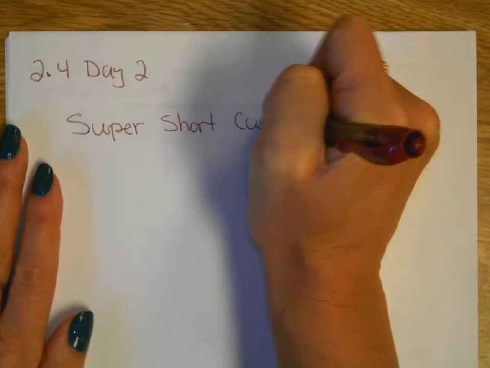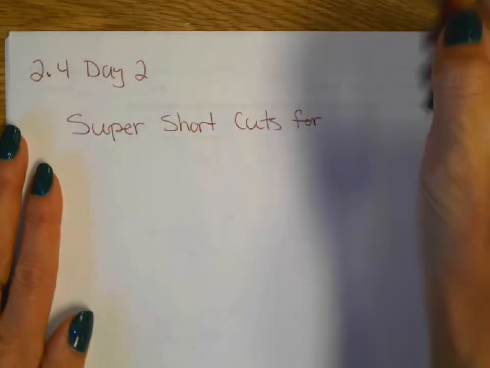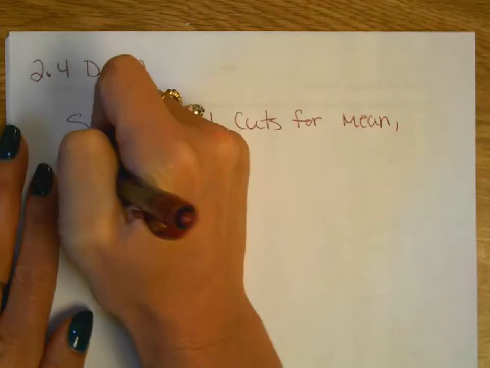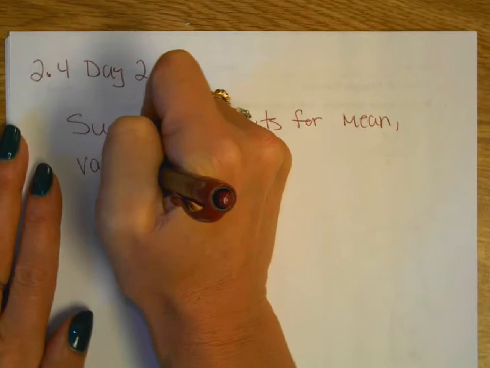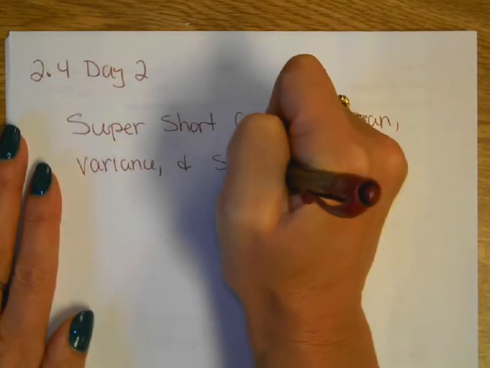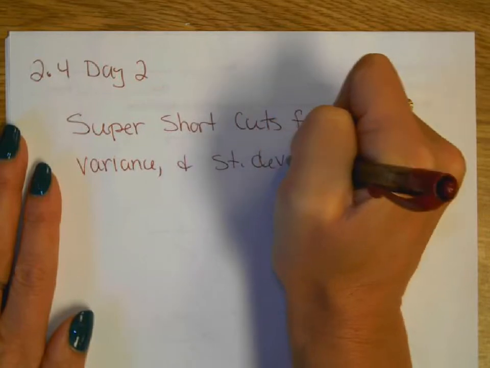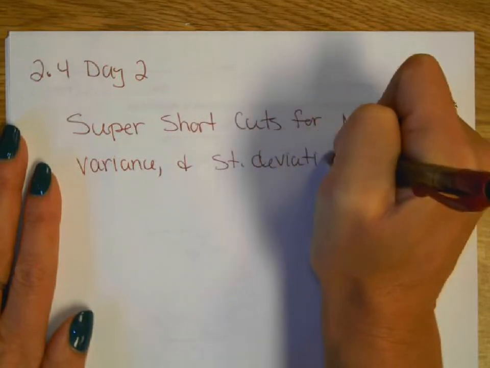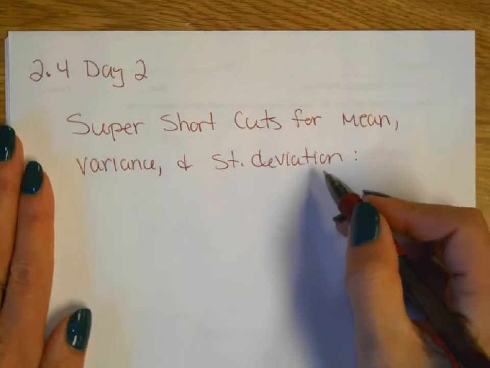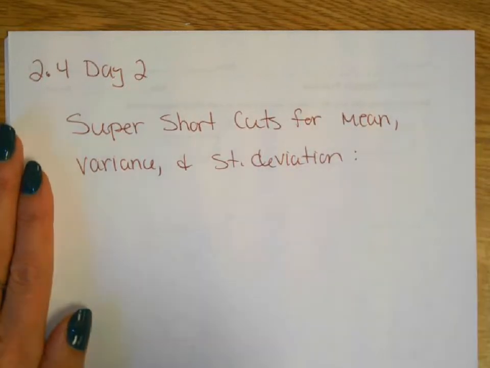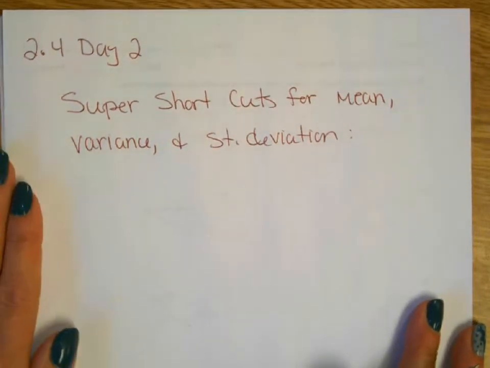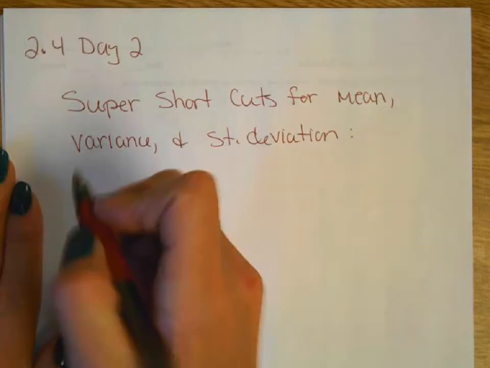So, the super shortcuts for mean, variance, and standard deviation. There are nice programs built into our calculator for this, and we'll get to those in a second. You first have to get used to the notation, because the programs use the symbols to represent these.